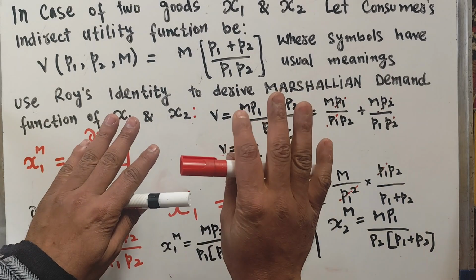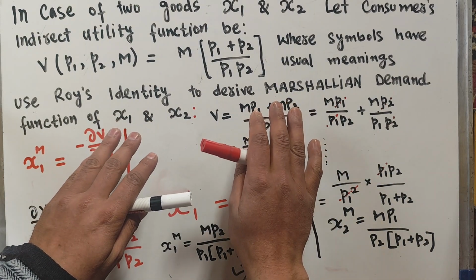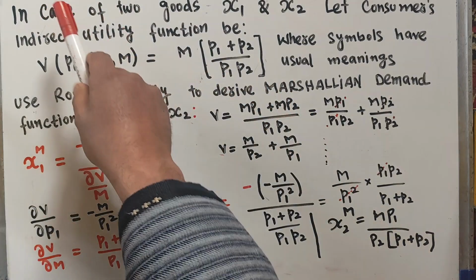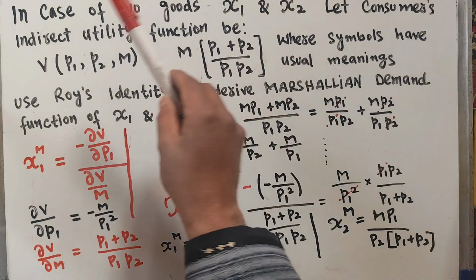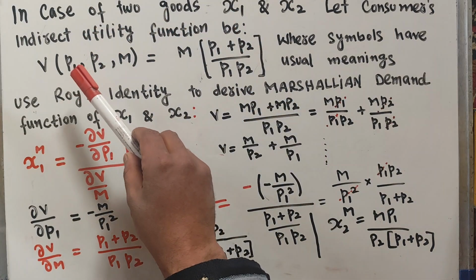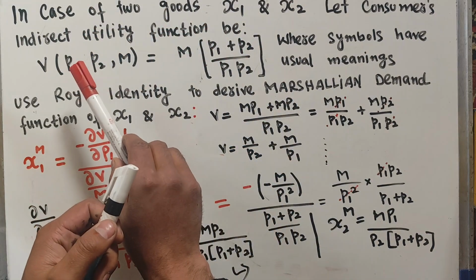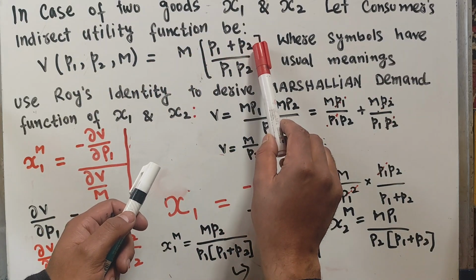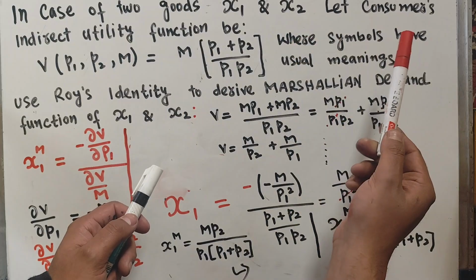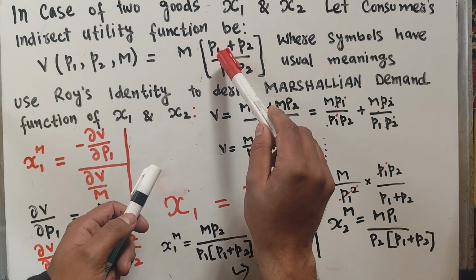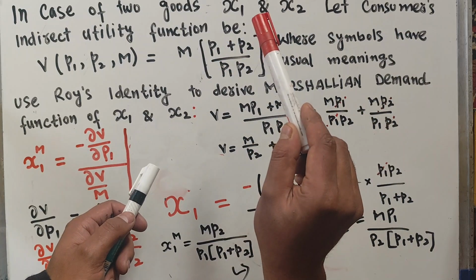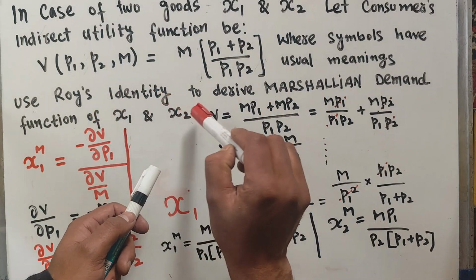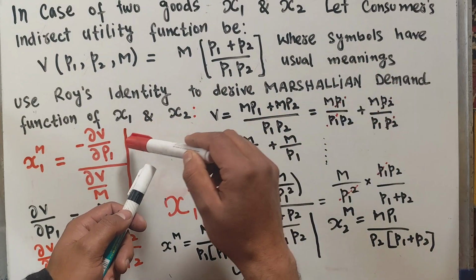In this video, we will learn how to find the Marshallian demand function from the given indirect utility using Roy's identity. The question is, in case of two goods x1 and x2, let the consumer's indirect utility function be a function of income and price, that is P1, P2 and M, equal to M times (P1 plus P2) divided by P1 times P2, where symbols have the usual meaning. That means P1 denotes the price of good x1, P2 denotes the price of good x2, and the income of the consumer is M. We have to use Roy's identity to derive the Marshallian demand function for good x1 and x2.